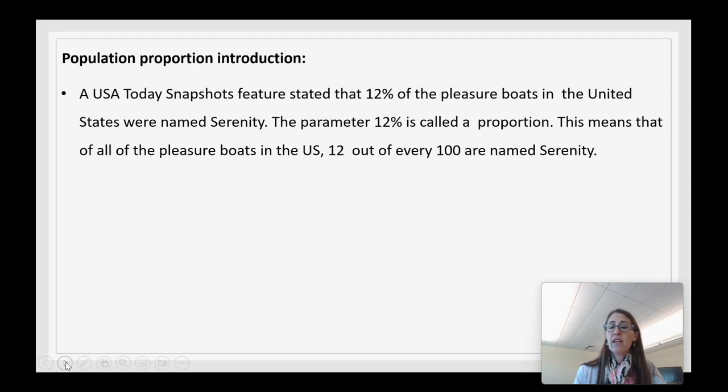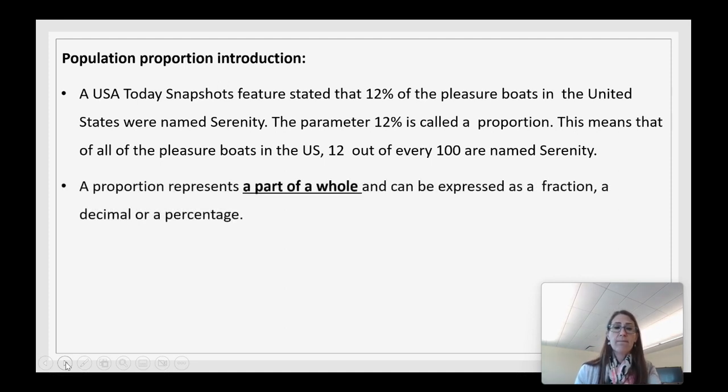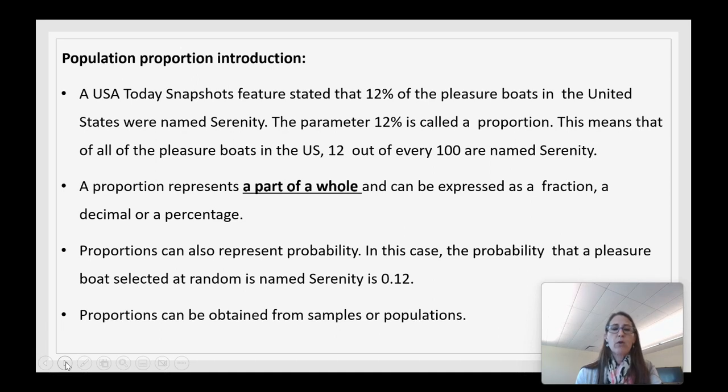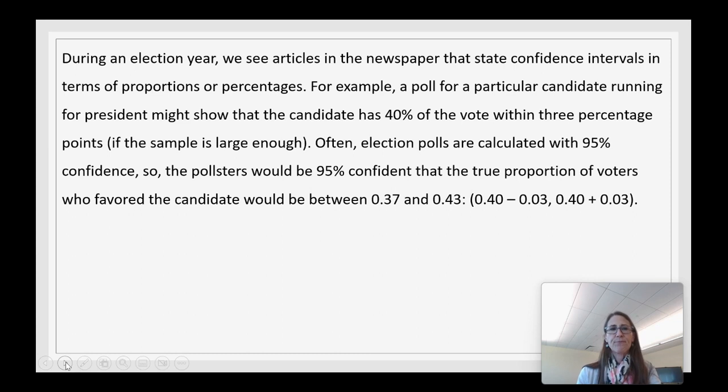The parameter 12% is a proportion, and that means that of all the pleasure boats in the United States, 12 out of every 100 are named Serenity. So a proportion is a part of a whole, and it can be expressed as a fraction, a decimal, or in this case, a percentage. Proportions can also represent probability. So the probability that a pleasure boat selected at random is named Serenity is 0.12. And proportions can be obtained from samples or populations, just like means.